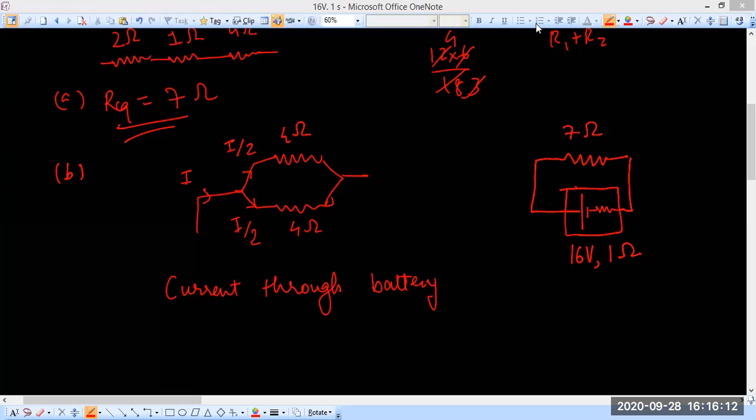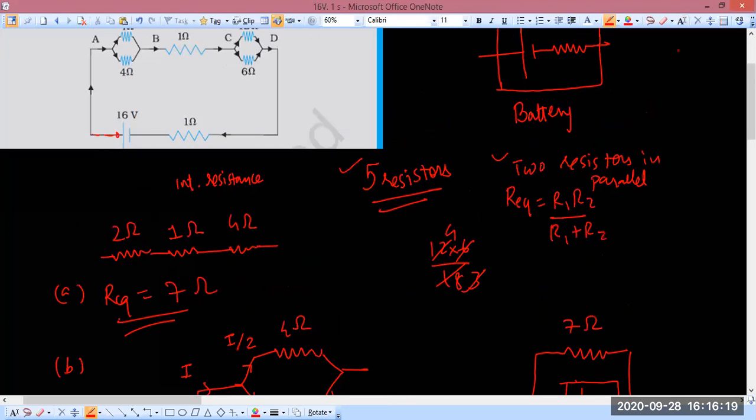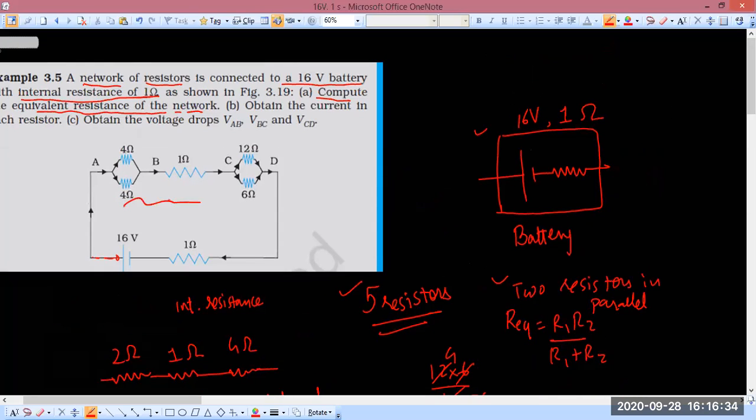As far as the answer to A is concerned, mind well, the answer is 7. There is no doubt about that, because the question says resistance of the network. Network of what? The network of all these. Right? This 1 ohm is not a part of the network. The 1 ohm is inside the battery, so it's not a part of the network.